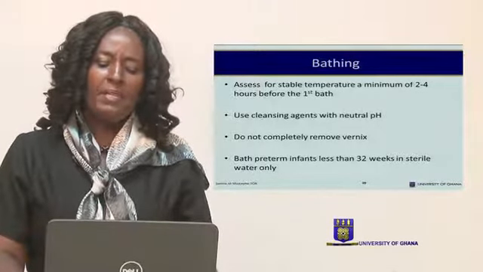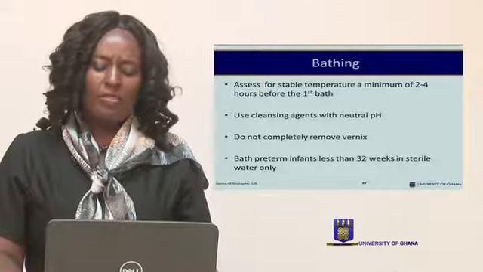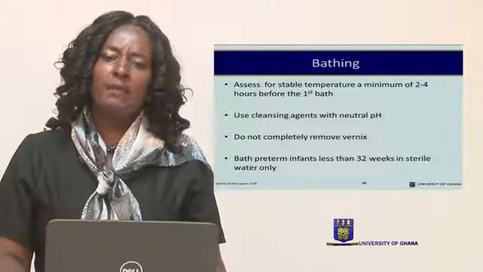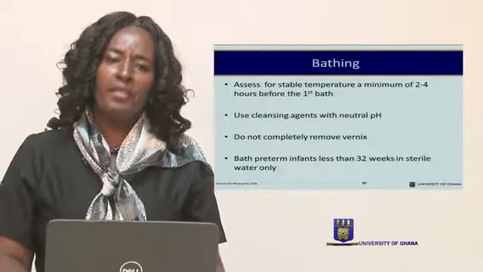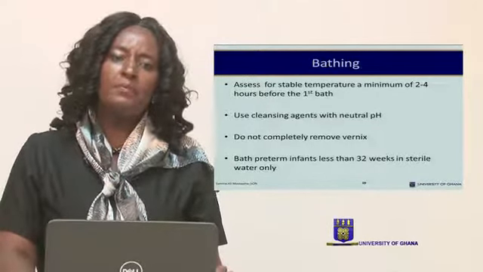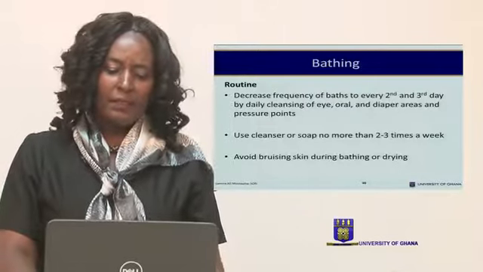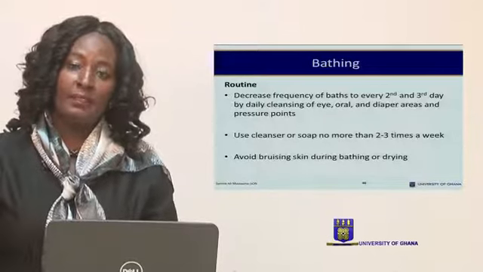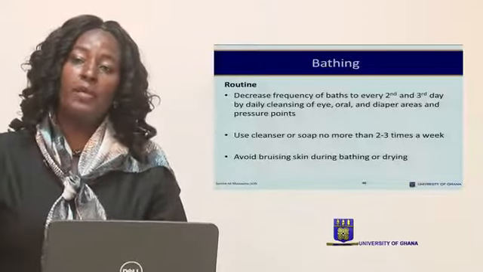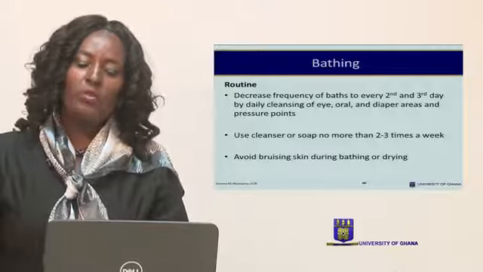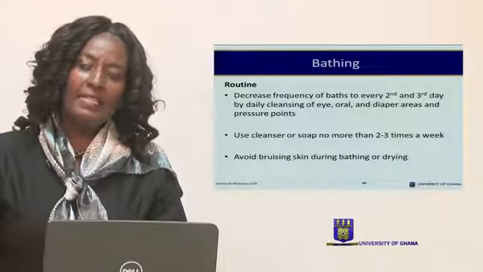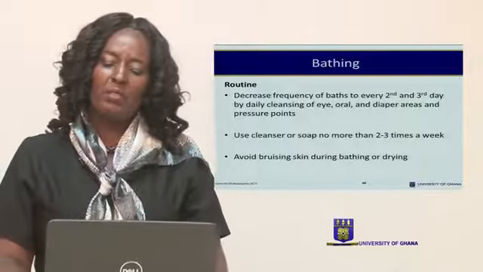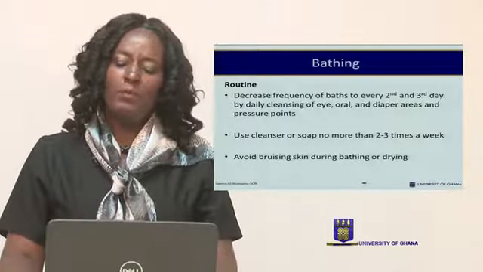And then bathing preterm infants less than 32 weeks should only be done with sterile water, because we want to prevent infection. So you see that it's basically top and tail. So for routine bathing, we're saying that the frequency should be decreased. So basically what we do is to top and tail. You just clean areas that need to be cleaned, and then do a thorough top and tail. So the second or the third day, we do the top and tail.